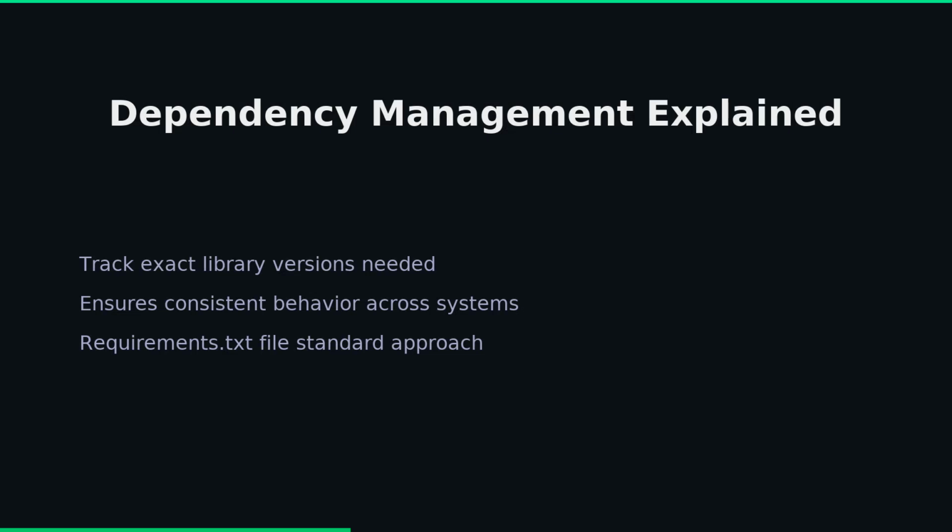Dependency management is about reproducibility and consistency. When you specify exact library versions, your code behaves identically whether running on your laptop, a colleague's machine, or a production server. This eliminates the dreaded "it works on my machine" problem that plagues many projects.